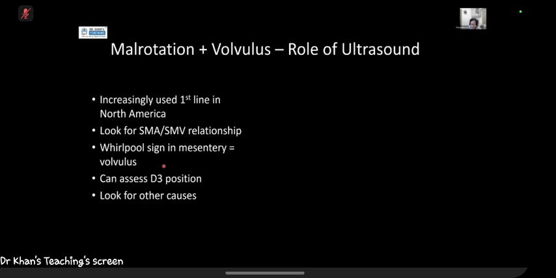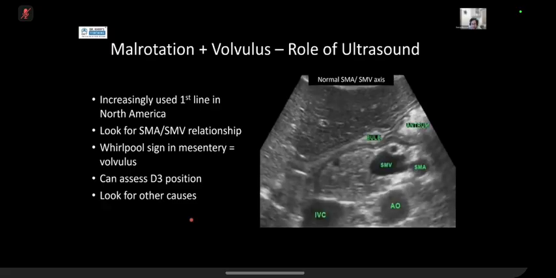But if you have volvulus, you're looking on ultrasound for that whirlpool sign, as you also see in CT for volvulus. Some people say you can use ultrasound to look for the D3 position. I'm not a GI radiologist, I find it really hard, but I know of people who can. And of course, we're looking for other causes of why they are poorly: dilated bowel loops, is there some sort of atresia, and things you look for on ultrasound.